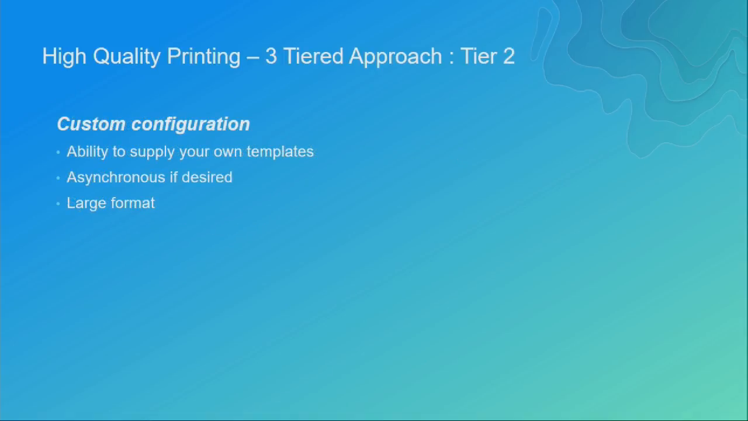The second tiered approach is more of a custom configuration, and this is publishing your own print service, but you can supply your own templates. So your own layout templates that maybe have your organization's logo or different sizes that you may need that are different from the standard templates that come with the out-of-the-box service.